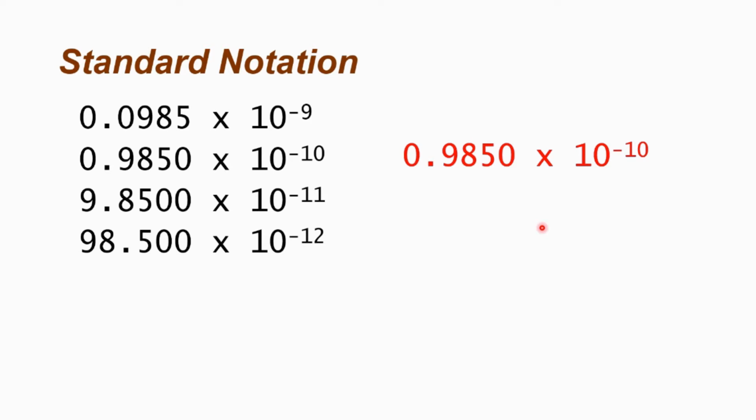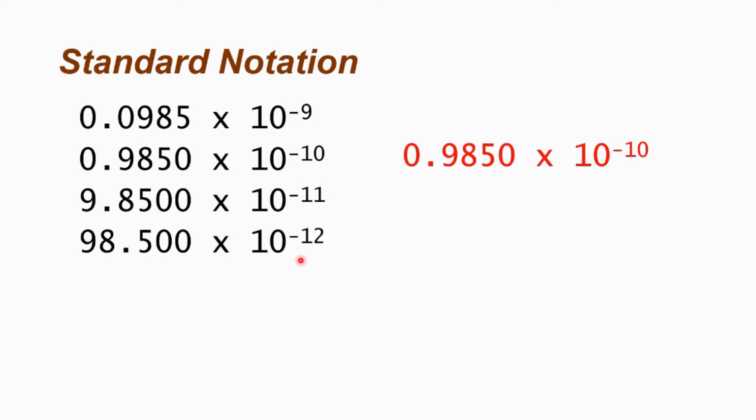Let's look at what is known as the standard notation. A given number can be written in different forms with different mantissas and different exponents. By moving the decimal point around, we change the exponents. For example, the number 0.0985 into 10 to the power minus 9 can be written as 0.9850 into 10 to the power minus 10, or 9.8500 into 10 to the power minus 11, or 98.5 into 10 to the power minus 12.